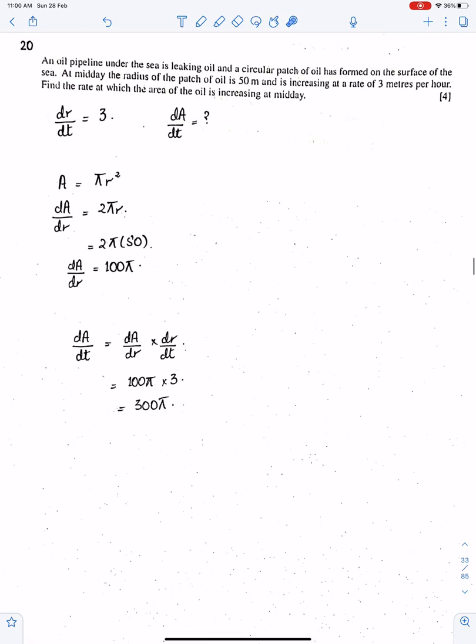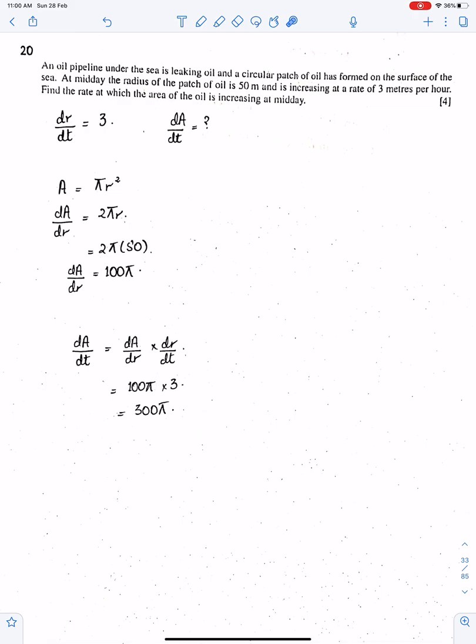This question is of chain rule. An oil pipeline under the sea is leaking oil in a circular patch. Circular patch means area, pi r squared, the area of a circle. At midday, the radius of the patch is 50. This is the value of r, and the rate of change of r is 3. So this is given, and r is 50.